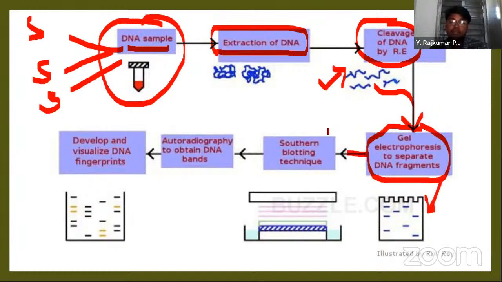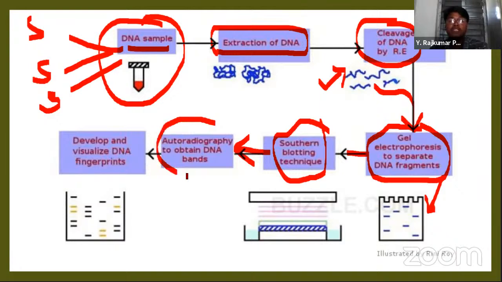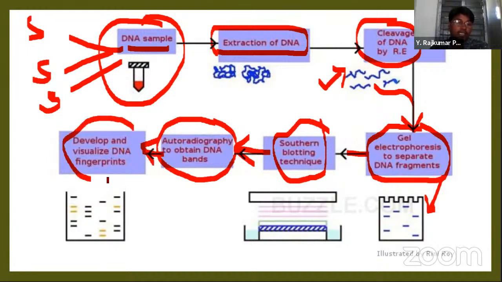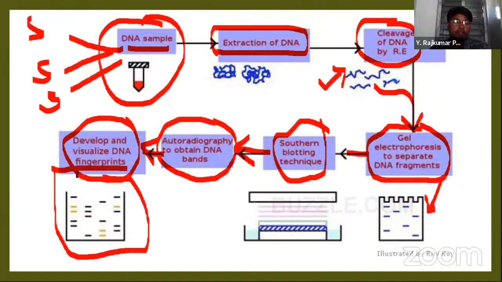Next, the technique will be the Southern blotting technique. They are blotted on a sheet. Here you can see the Southern blotting technique, and then there will be a process called autoradiography to obtain the bands of the DNA. This is the main important step, and after obtaining the band structure, they develop and visualize the DNA as a fingerprint. Here you can see the fingerprint of a person. We will see examples of it in the next slide.